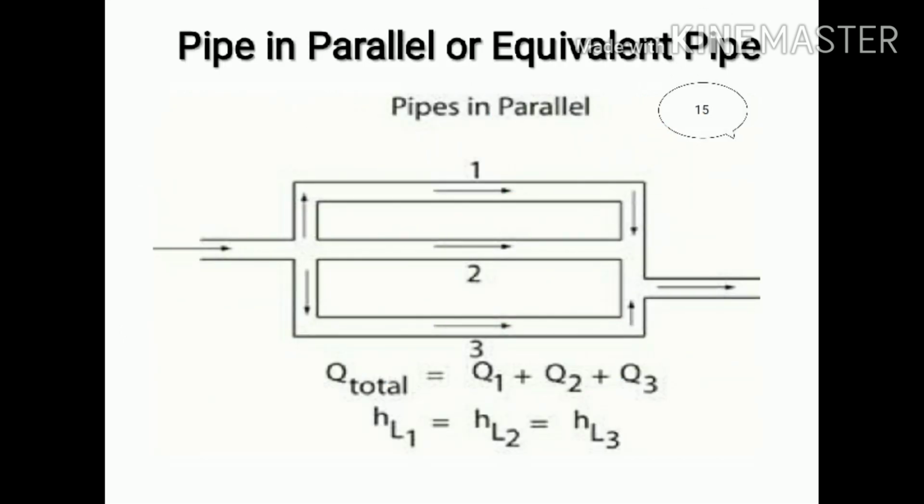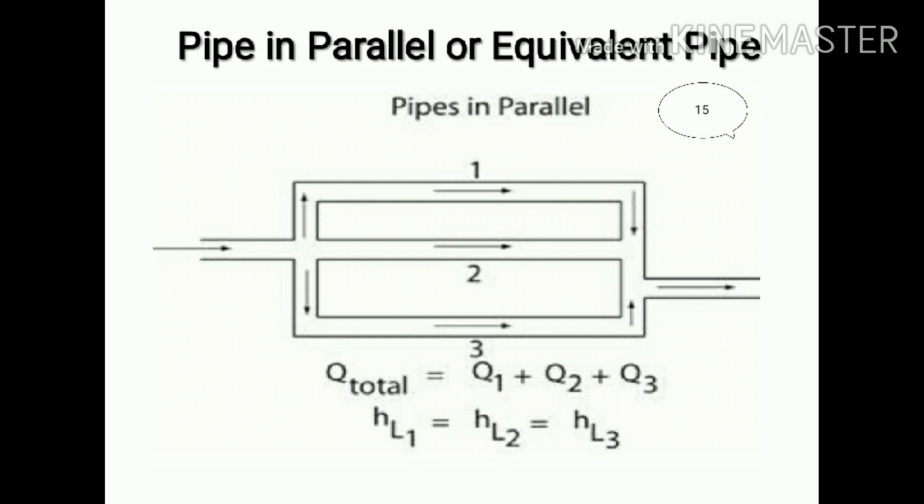Now the next arrangement is when the pipes are connected in parallel, or we can also say equivalent pipe. In this diagram you can see, when the main pipe divides into two or more branches as shown in the diagram and again joins together downstream to form a single pipe, then the branch pipes are said to be connected in parallel. The discharge through the main is increased by connecting pipes in parallel.